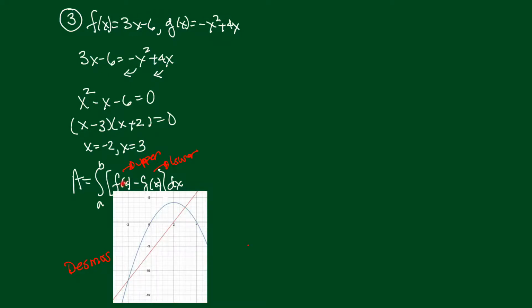So be careful here, right? Down here in our formula it says f minus g. It doesn't necessarily mean that this one is the f and this is the g. The f is just the upper curve and the g is the lower curve. And when we look at our picture here, we can see that for us, in our particular situation, this is the upper curve, and this is the lower curve. So here's our area. Our area is going to go between -2 and 3 of the upper curve, which is -x squared plus 4x, minus the lower curve, which is 3x minus 6 dx.